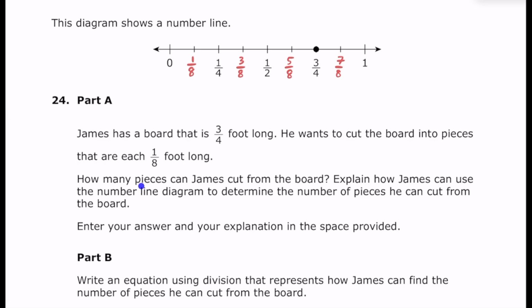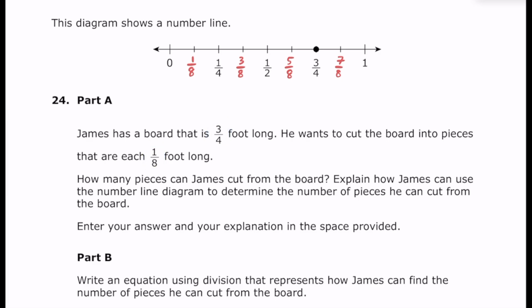The question is how many pieces can James cut from this board? Explain how James can use the number line diagram to determine the number of pieces he can cut from the board. Okay, so he wants to cut the board into 1/8 size pieces, and he wants to see how many of these he can cut from this 3/4 foot long board here.